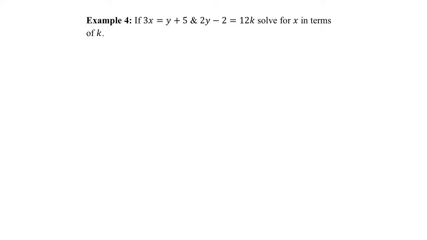Let's take a look at example 4, though. If 3x equals y plus 5, and 2y minus 2 equals 12k, solve for x in terms of k. Guaranteed SAT problem every year. They love these things, where you have a system of equations, but with 3 variables, so you can't get an answer. You have to solve in terms of something else. Solve for one in terms of the other.